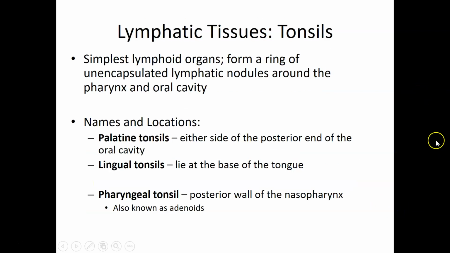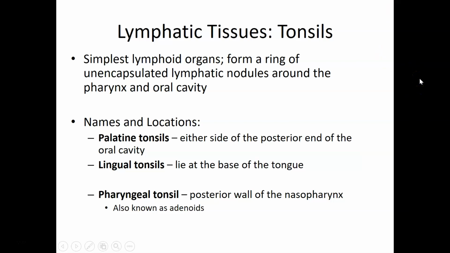Let's move on to the lymphatic tissues. And remember, the definition for these is that they have packets of immune system cells. You can call them nodules. And they're embedded in some other tissue. They're not encapsulated, so they're embedded somewhere.